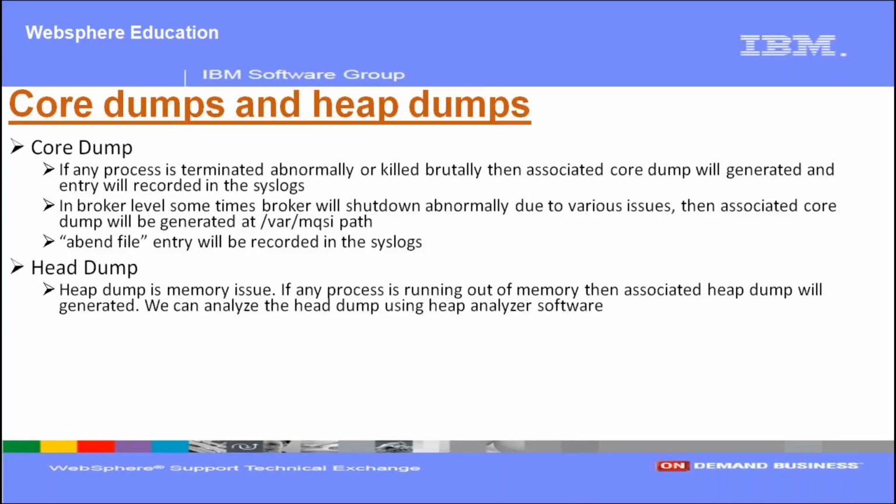In the var MQSI path, sometimes in addition to core dumps, we can also see some heap dumps. The core dump file extension is .core, right? The heap dump extension is going to be .heap. Whenever we notice some heap files, it means they were generated due to some memory issue. Heap dumps can be analyzed with a heap analyzer. We have a lot of open source heap analyzer tools, and we can download them from Google.